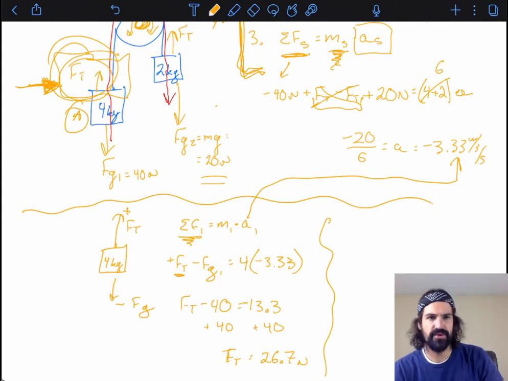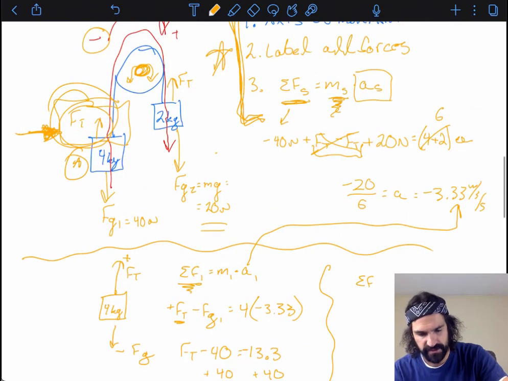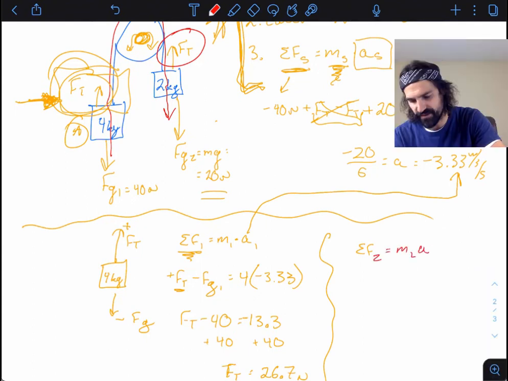But wait, how did you know to choose object 1 or object 2? Well, I already told you tension in the rope is going to be the same everywhere throughout the rope. So let's prove that. Let's look at object 2. To find this tension, tension 2, I'll change colors so that pops a little bit better. For object 2, we're just going to do a net force for object 2. Net force is mass 2 times acceleration 2. Net force is the sum of the forces.